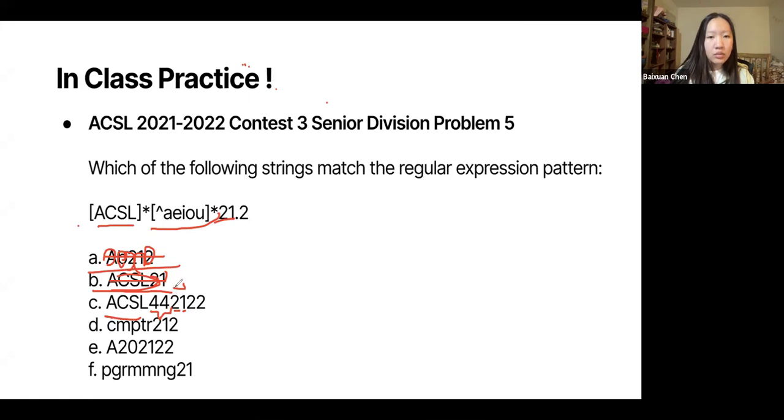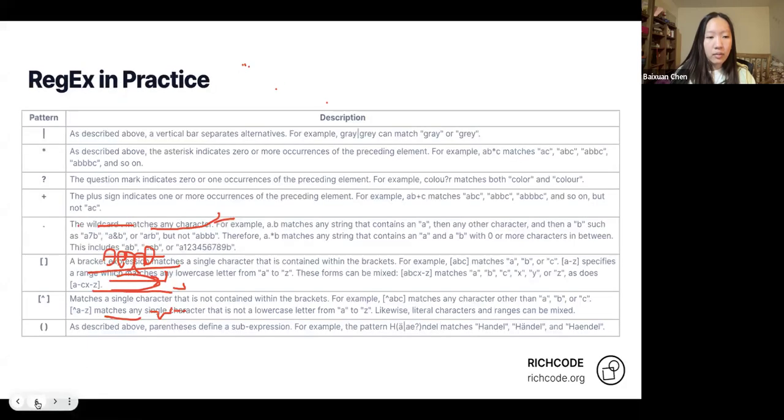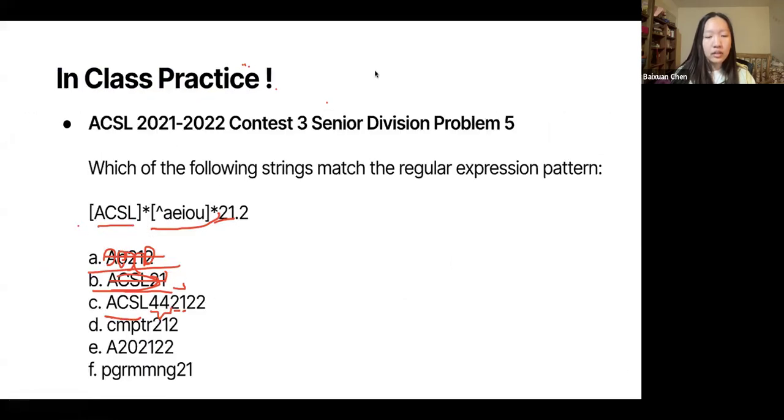But wait, let me double check the definitions back here, because I remember they said wildcard matches any character. So yeah, then it can be any character between them. So this one will work. The 2, 1, 2, 2, because the 2 is represented by the dot, and then we have another 2. So then C works. Okay, continuing.